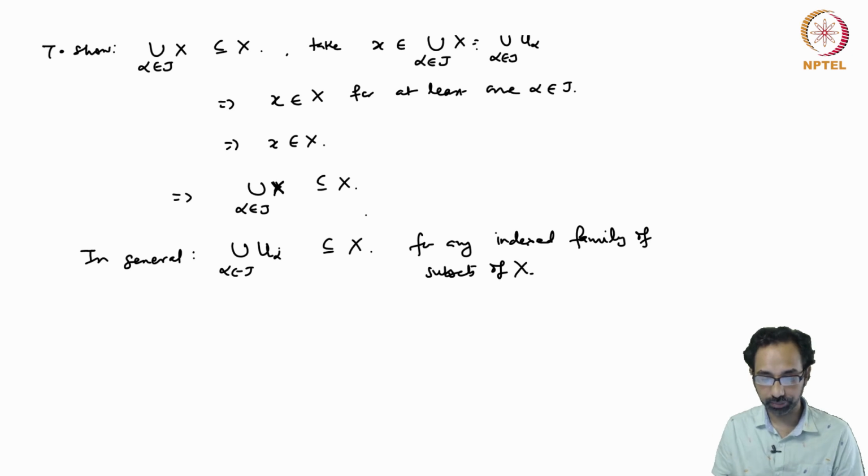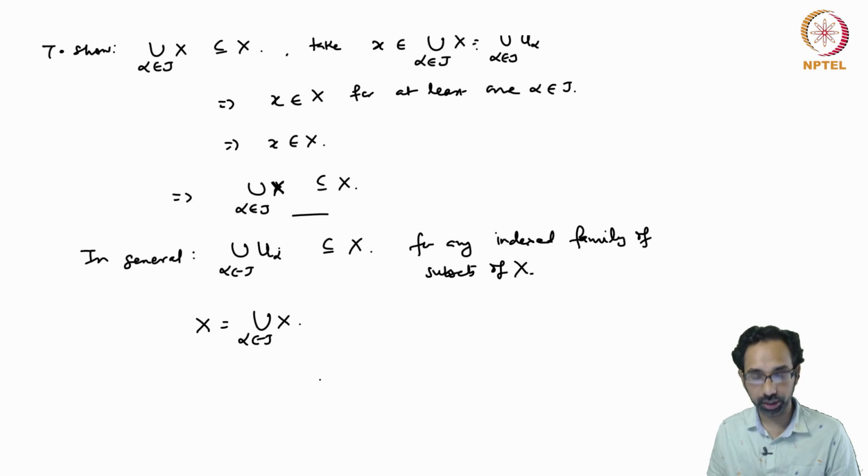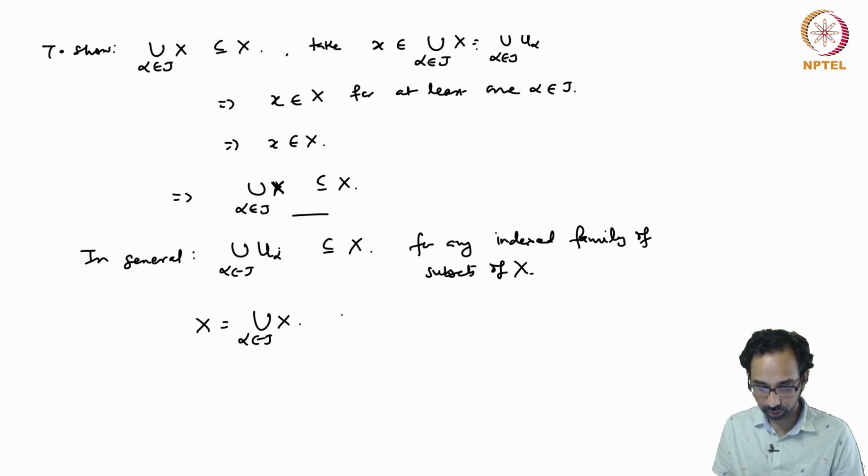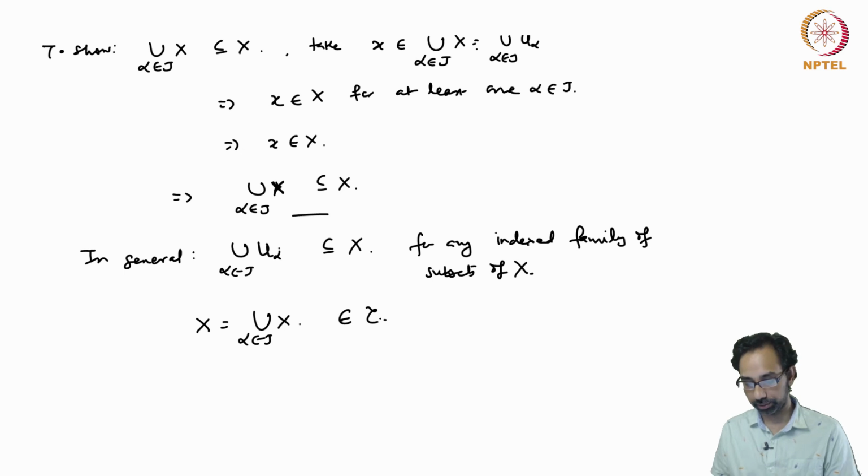so this is the second one that we wanted to show is also true. So therefore we have X is equal to the union of all these sets u alpha, for which they are all equal to X, and so of course X belongs to tau, so our arbitrary union in this case also belongs to tau.